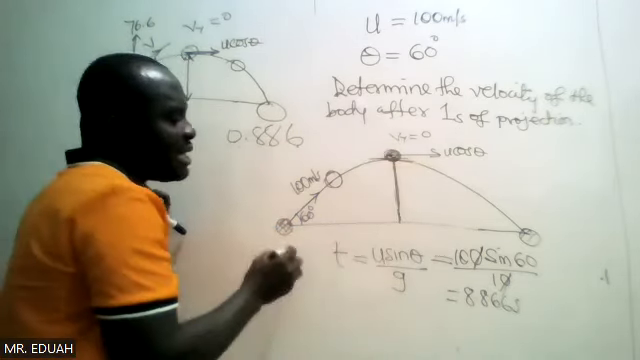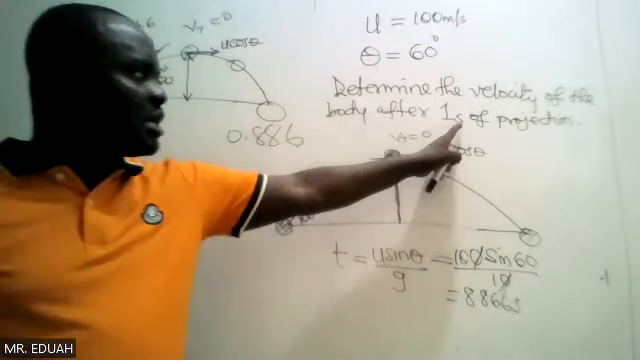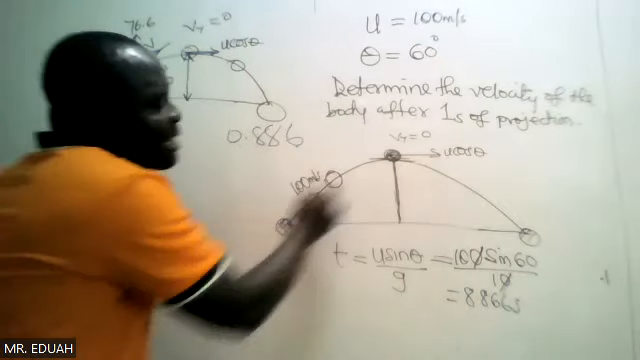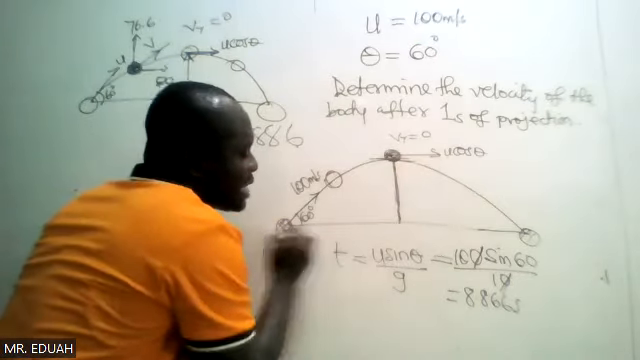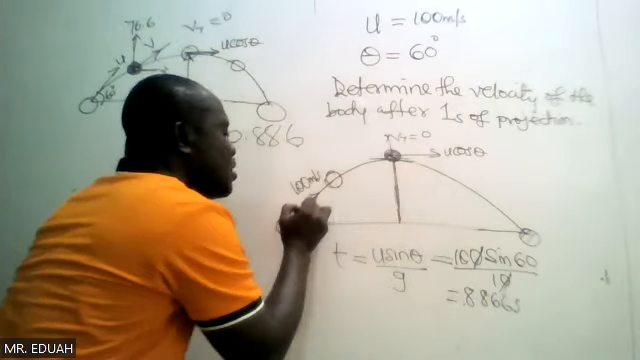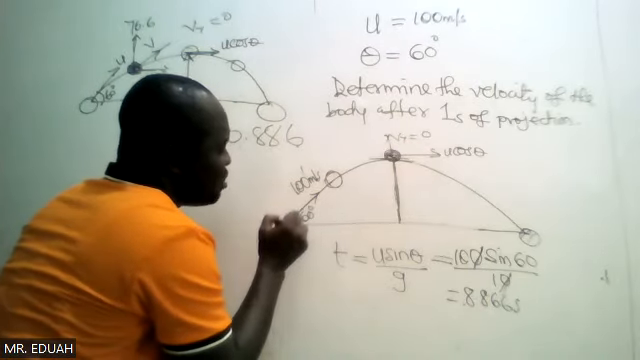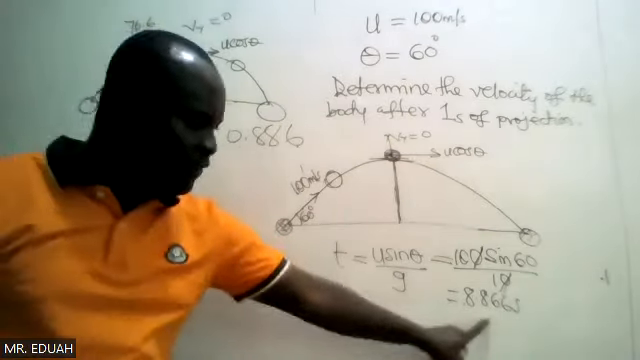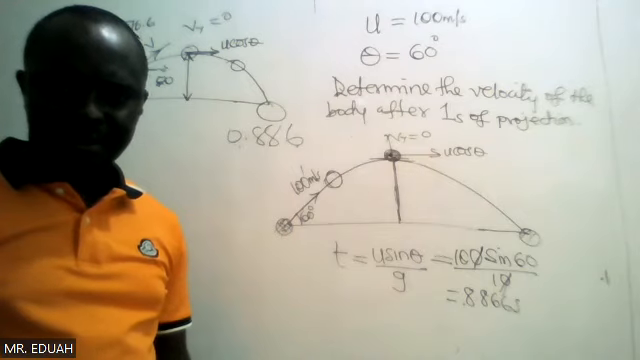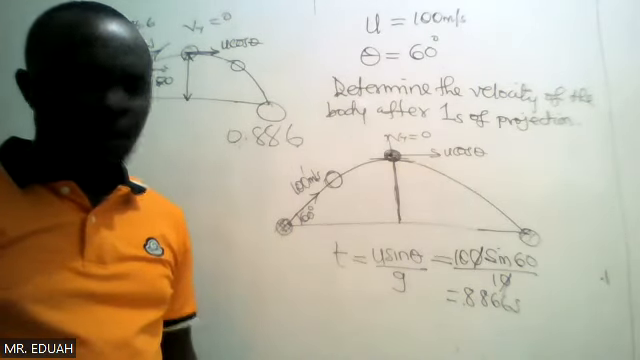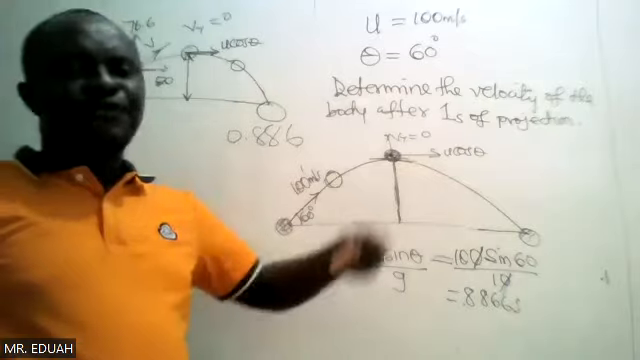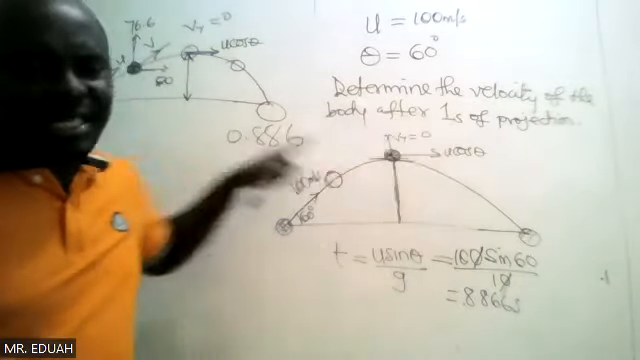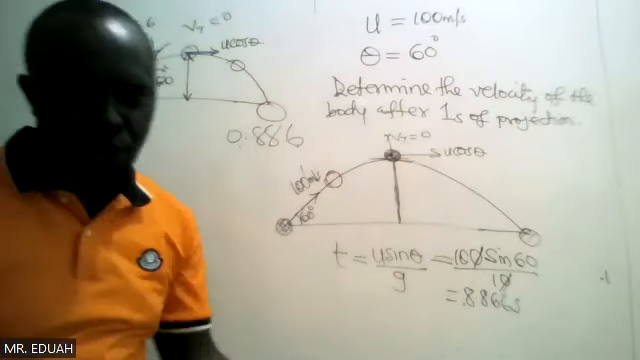Meaning that if you have to calculate the velocity of the body after 1 second, then after 1 second, the body is not here, because the body will take this time to get to this point. So if 1 second, the body is still between this point and this point, not even half of this time. So this is what informs us that after the given time in question, the body is either at the maximum height or not.